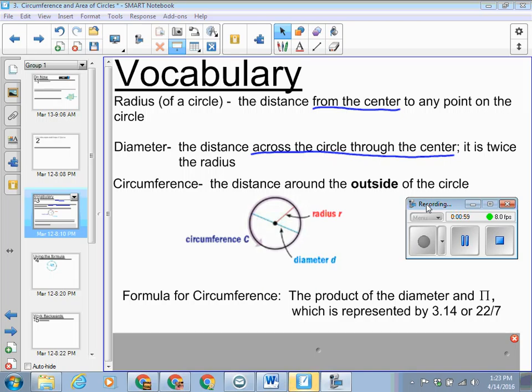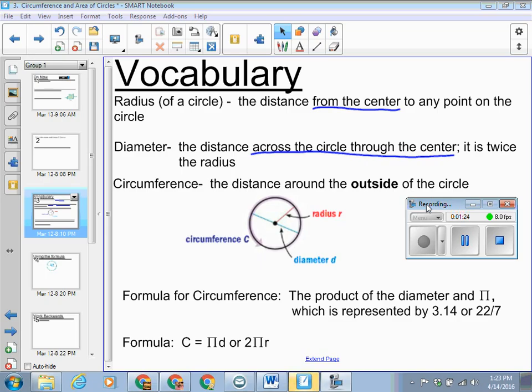To find circumference, we take the product of the diameter and pi. And you'll be told what to use for pi in most of your problems, or all your problems going forward. Common is 3.14, but the fraction 22/7 can be used. If you go ahead and try 22 divided by 7 on your calculators, you'll see that it is approximately pi. Remember, pi is an approximate number, it's not exact.